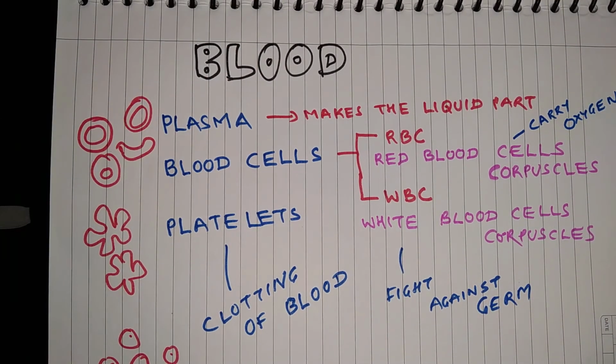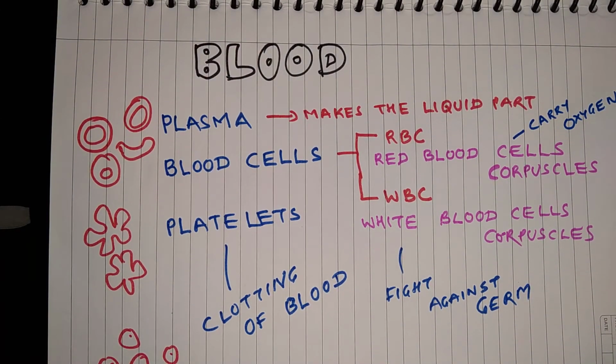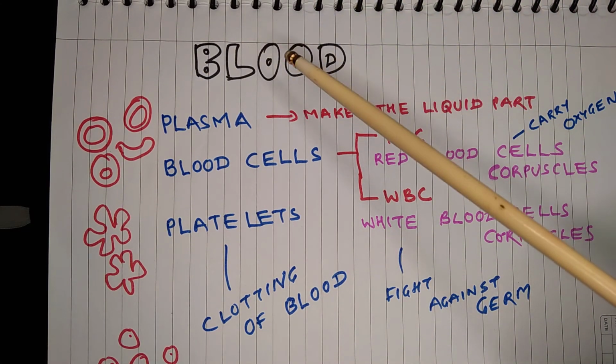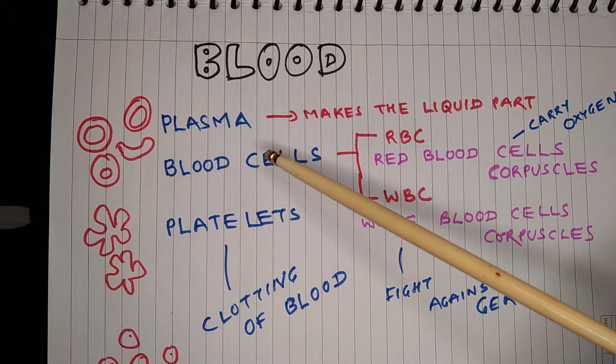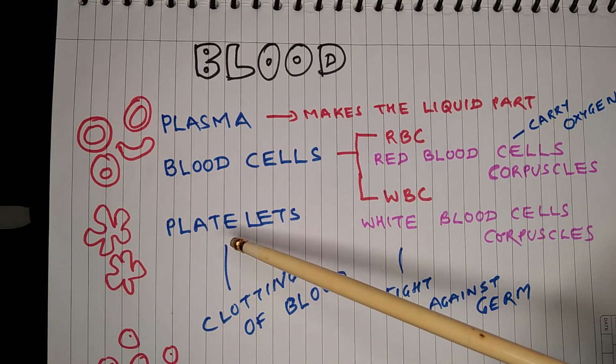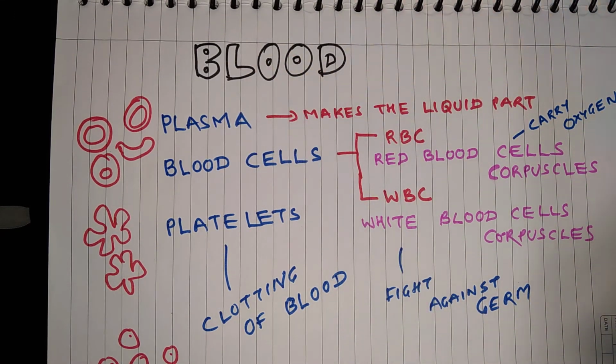Blood. Blood is a liquid tissue. As I have said earlier, we will learn about tissues in your higher classes. So let us now focus on the components of blood. There are three components. One, plasma. Number two is blood cells, and number three is platelets. Plasma makes the liquid part of the blood, and blood cells and platelets, they make solid parts.